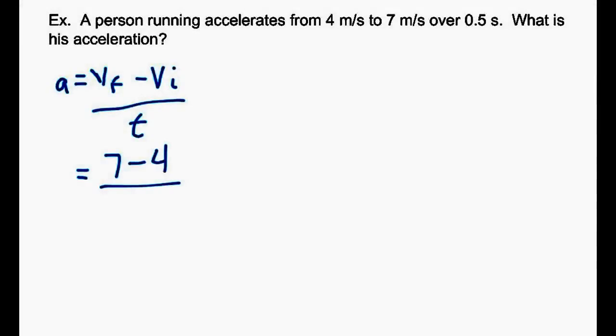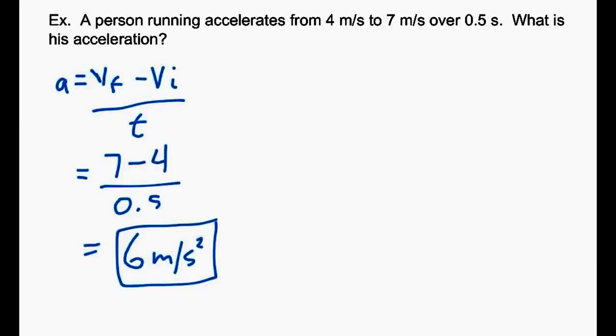So our acceleration formula that we want to use is final velocity minus initial velocity divided by time. For this example, it says a person's running, they accelerate from 4 to 7, so our final would be 7, initial is 4, and that happens over half a second. So we just type that in on our calculator, and 7 minus 4 divided by 0.5 is 6. And we have one significant digit in the question, so we'll keep our final answer to 1 as well. So we'd have 6 meters per second squared for that answer.